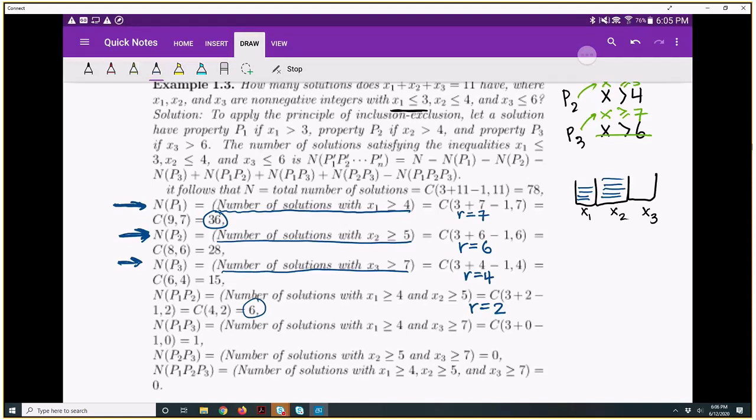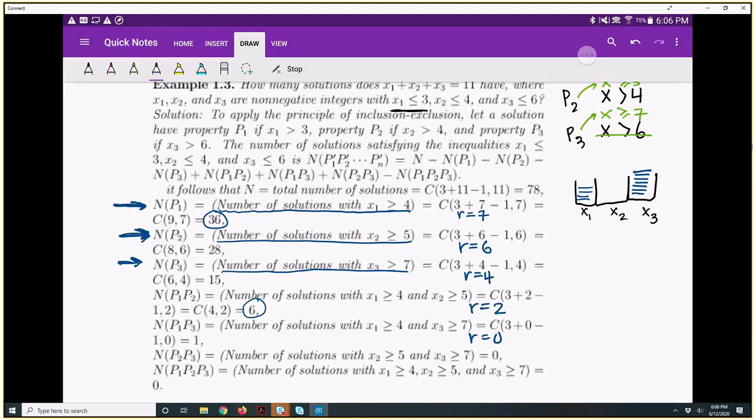If I think about property 1 and property 3 occurring at the same time, that would be x1 is greater than or equal to 4 and x3 is greater than or equal to 7. So I placed 4 there and 7 there. 1, 2, 3, 4, 5, 6, 7. Well, I only had 11 items to place to begin with, so this becomes r equals 0. There are no more items to place. So 2 choose 0 is exactly 1.